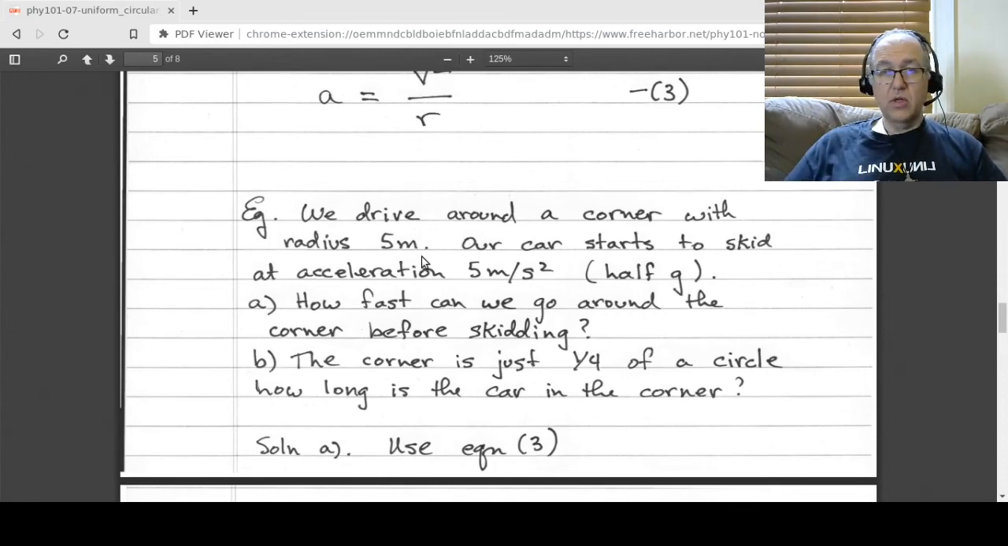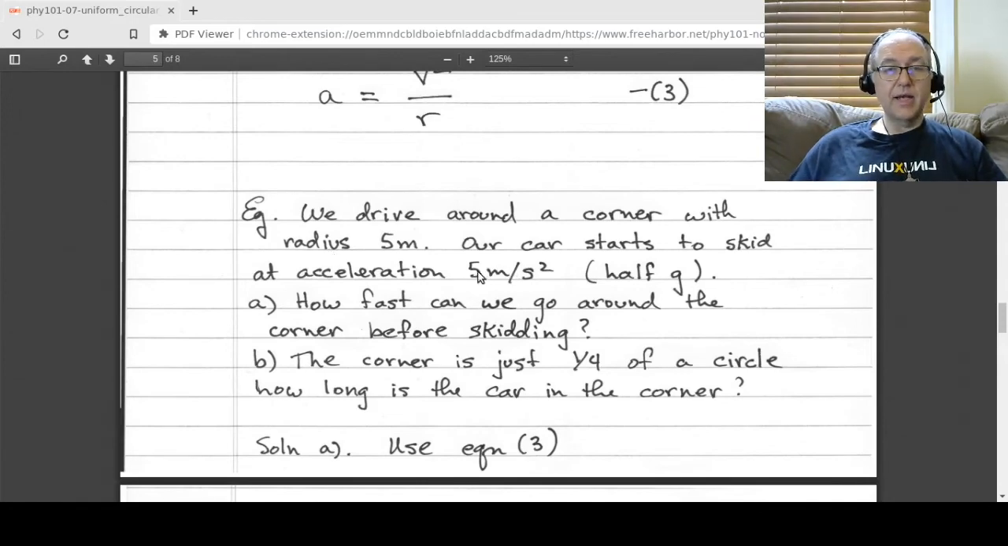Say a quarter of the circle is your corner, and it has a radius of 5 meters. Our car is going to drive around this corner. If you're traveling at a low enough speed, you can navigate the corner fine without skidding. But by the time you get to 5 meters per second squared, which is about half a g, half the acceleration due to gravity, you start to skid. Let's just say that's how our tires work.